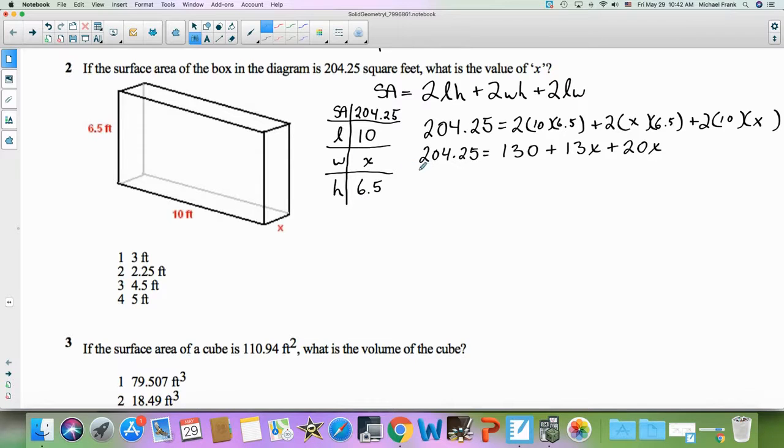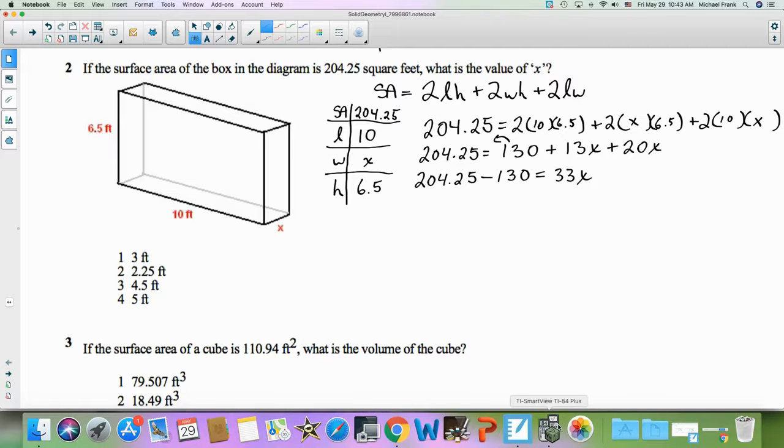All right, so let's continue. I'm going to do two things at once. I'm going to bring the number to this side and combine my x's on the other side. So this side I'm going to have 204.25 minus 130, right? Because I'm going to bring this over to the other side because they're both numbers. And I'm going to combine my x's on this side, which is going to be 33x.